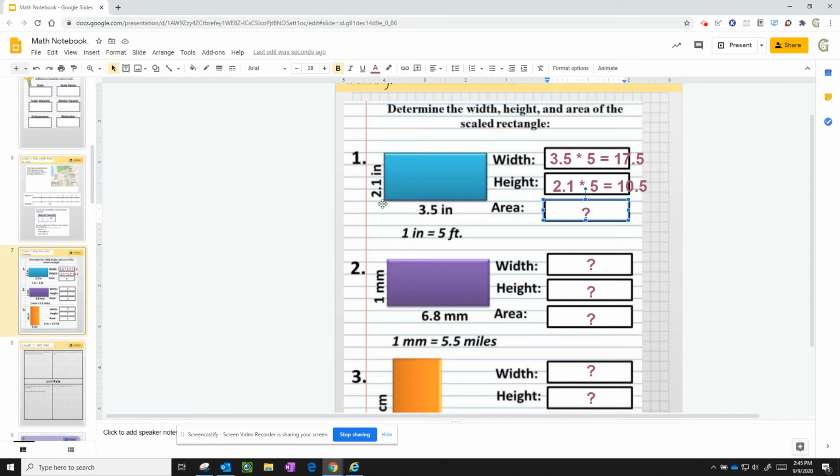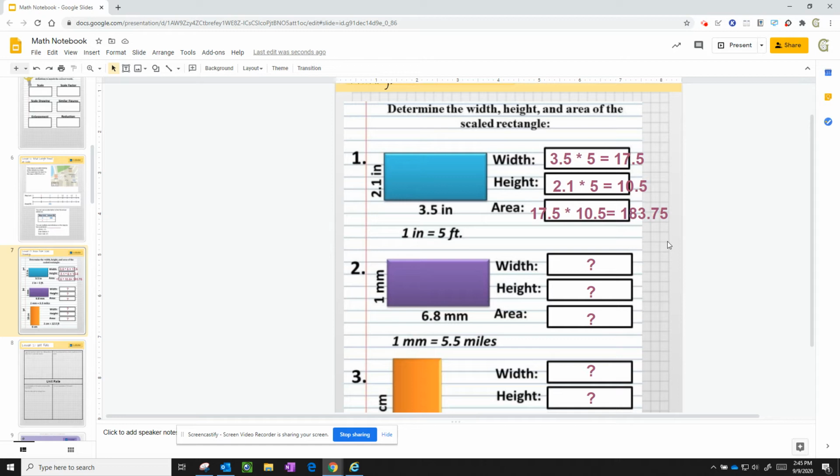So the area of a rectangle is just its base times its height, or its width times its height there. So I'm going to do 17.5 times 10.5 equals, and when I put that in my calculator, I get 183.75. And so that's going to be my answer. There we go, for the first problem.